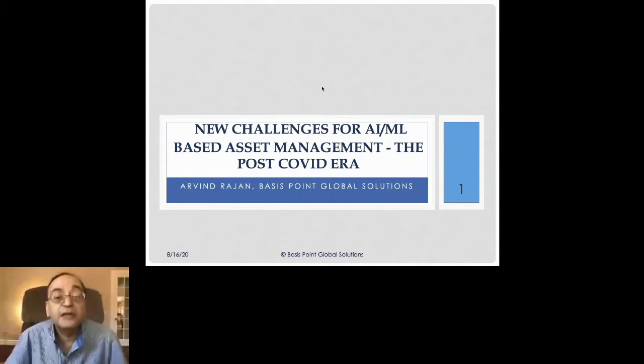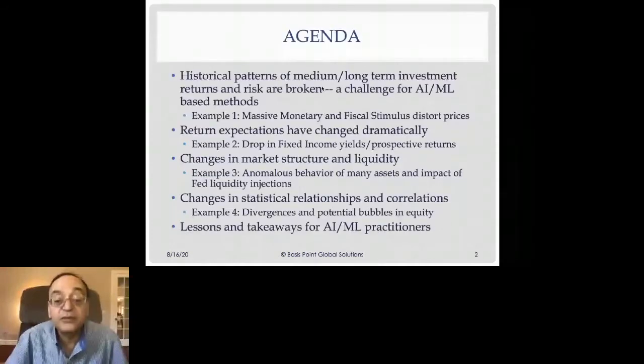In particular, I'm going to show you how the massive monetary and fiscal stimulus have distorted prices, how return expectations in certain asset classes have changed dramatically, and fixed income is a particularly good example of that. I'm going to talk a bit about the changes in market structure and liquidity, and I'll show you how there was some pretty significant anomalous behavior in many assets, and I'll choose corporate bonds and treasuries as two examples of that. And finally, and not least, there have been some pretty important changes in the statistical relations and correlations between different major assets and asset classes.